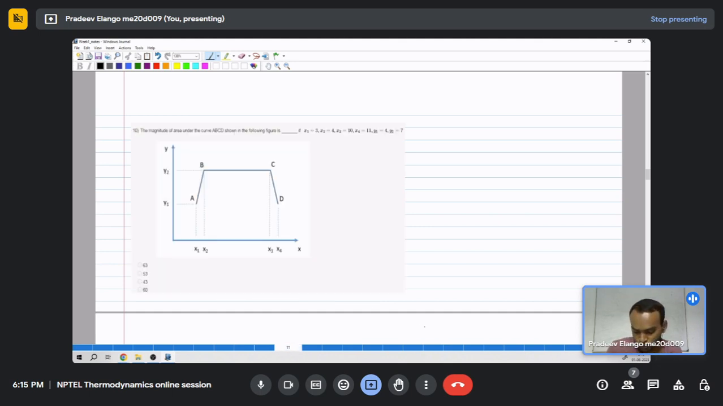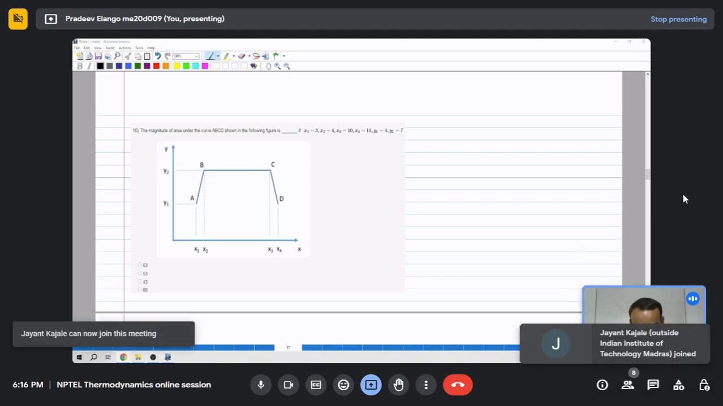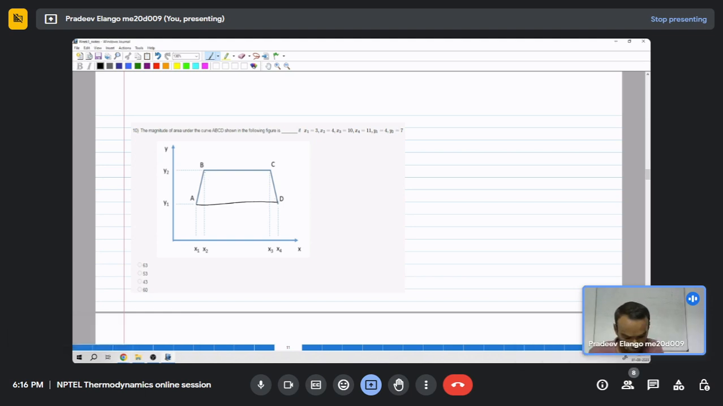In this problem, we have to find the magnitude of the area under the curve ABCD as shown in the figure. The values of x1, x2 are given. So in a simple way, this can be found as the area of two rectangles and two triangles. So this is rectangle 1, this is rectangle 2, and this is triangle 1, and this is triangle 2.